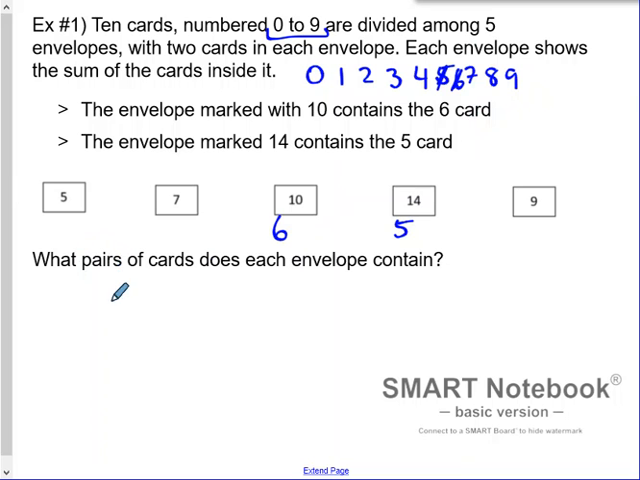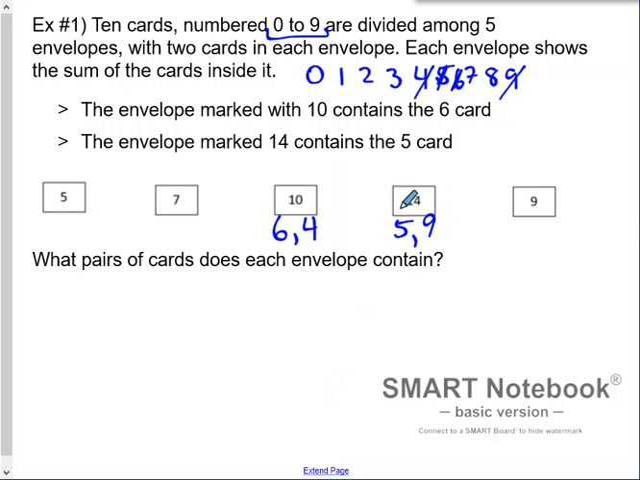So what pairs of cards does each envelope contain? These two things are going to help me. So I know that the 10 envelope contains a 6. I know that 6 plus my other card must equal 10. So 6 plus 4 equals 10. So the 6 and the 4 card must be in here with the 10. So there, it's gone. Here in our 14, 5 plus 9 equals 14, so that 9 card must be in there.